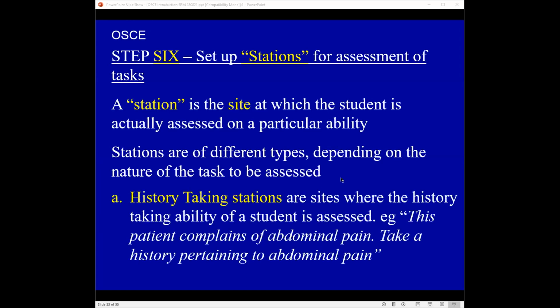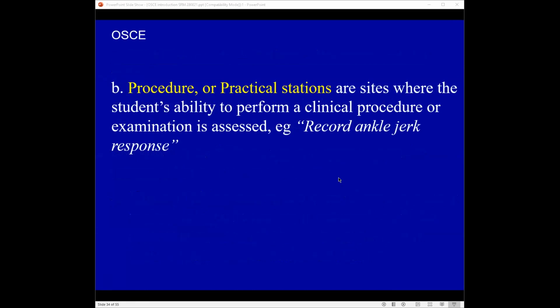For example, a history-taking station is a site where the ability of the student to take a history is assessed. For example, this patient complains of abdominal pain. Take a history pertaining to abdominal pain. That's the task which is given to the student, and that task is going to be conducted at that station. Maybe there is a procedure station, like our example of the ankle jerk response.